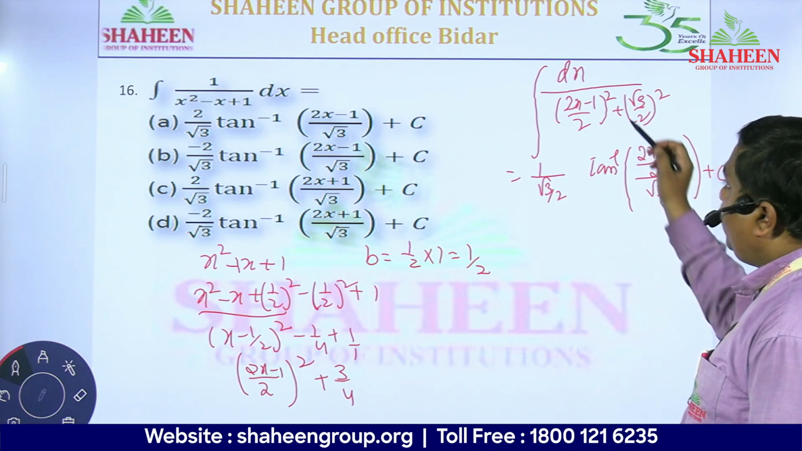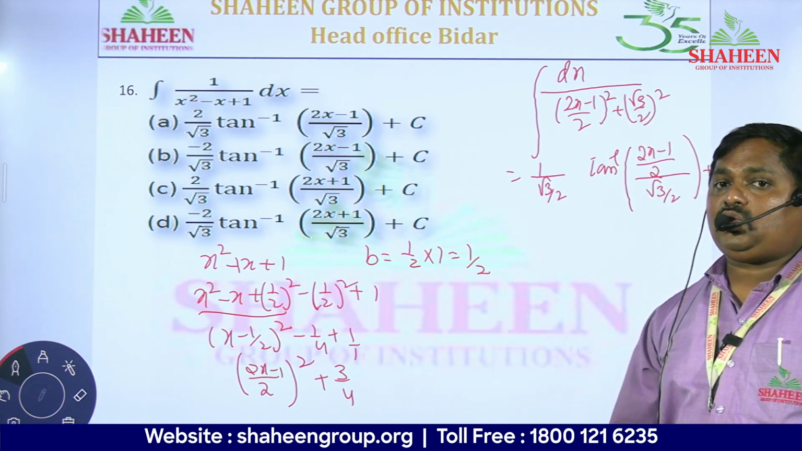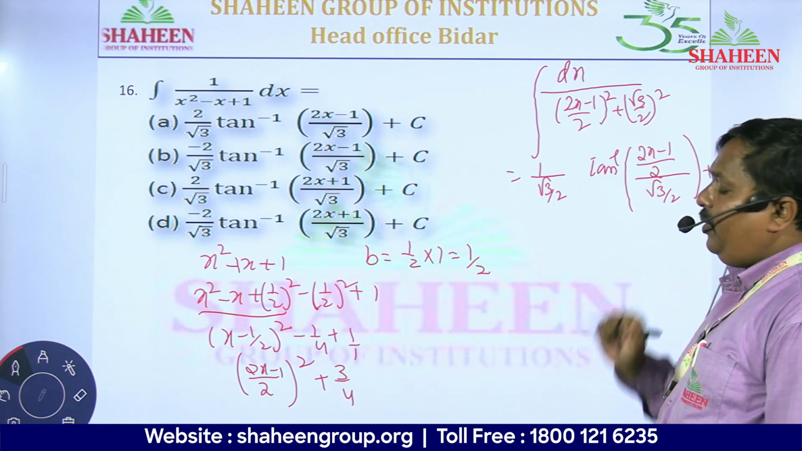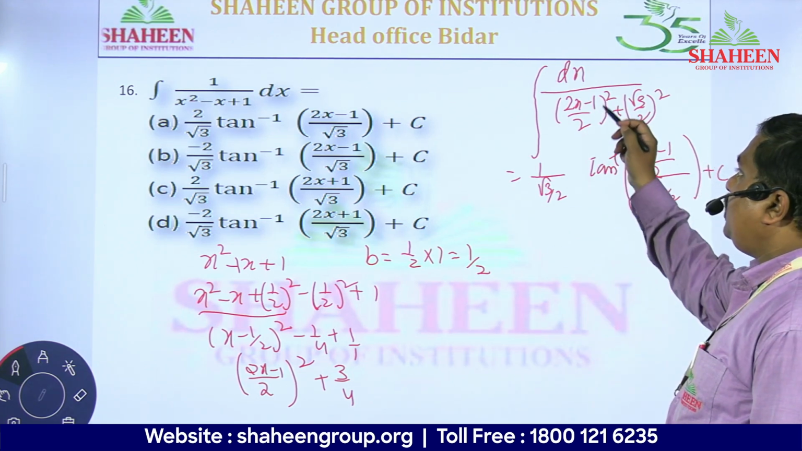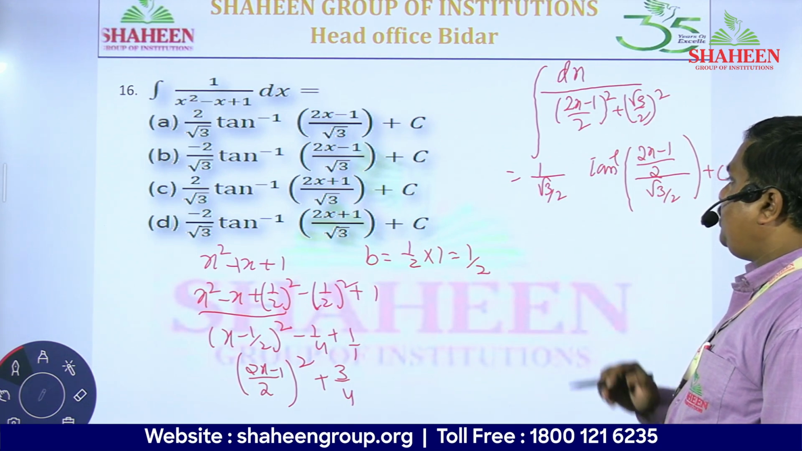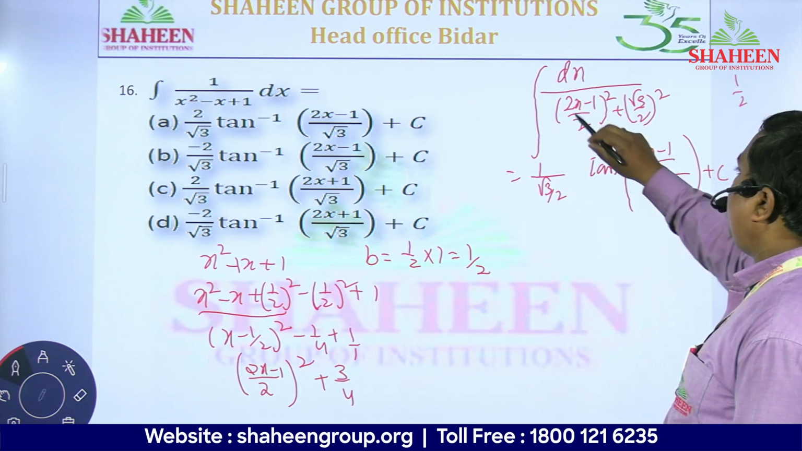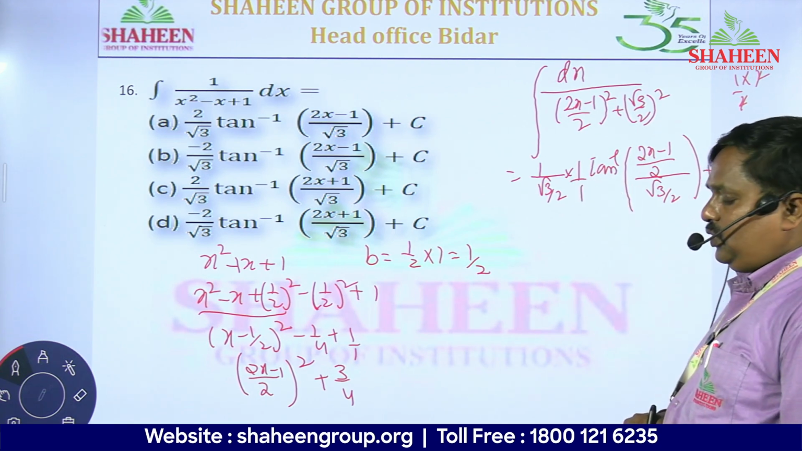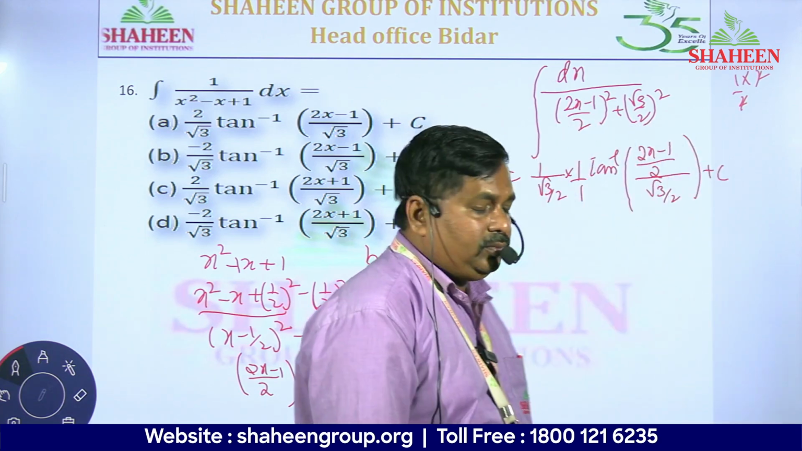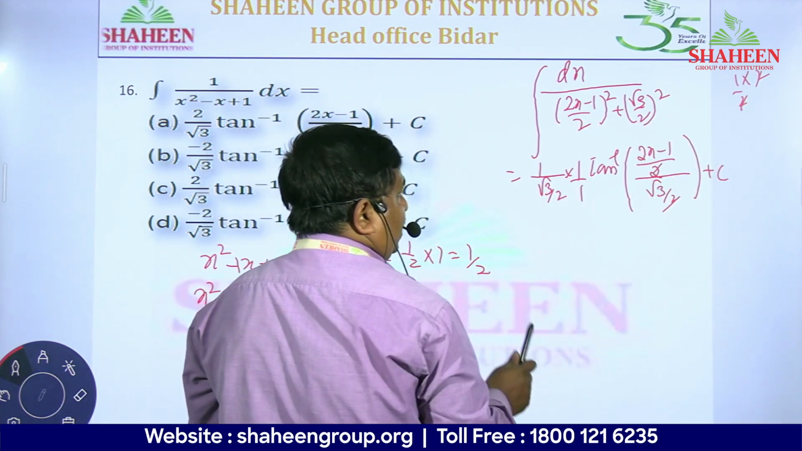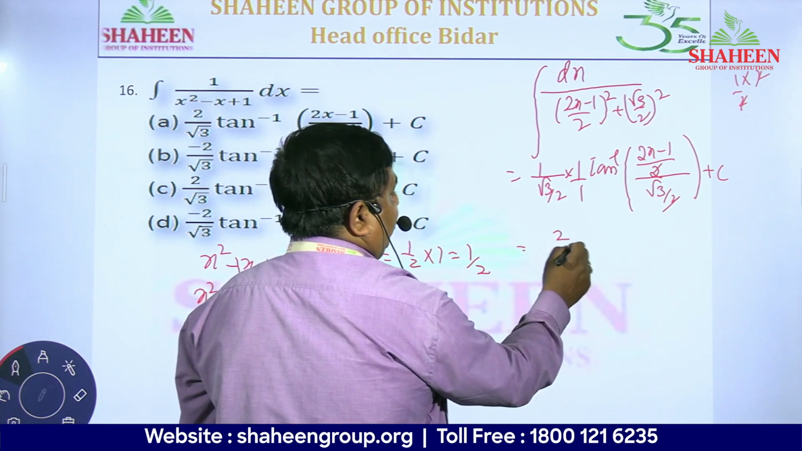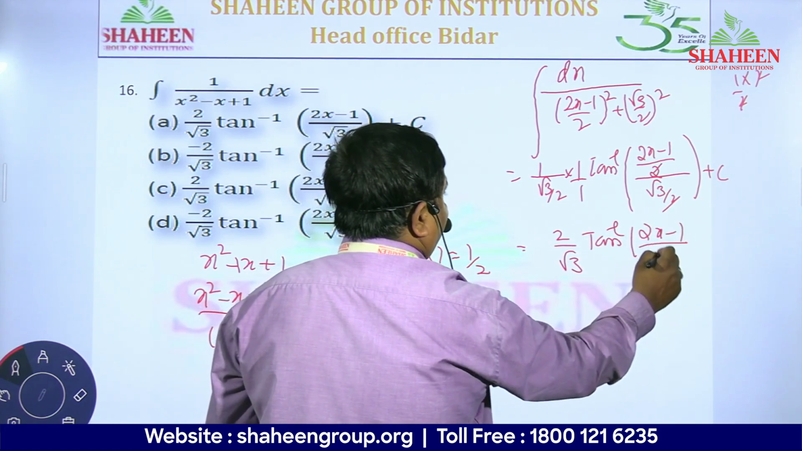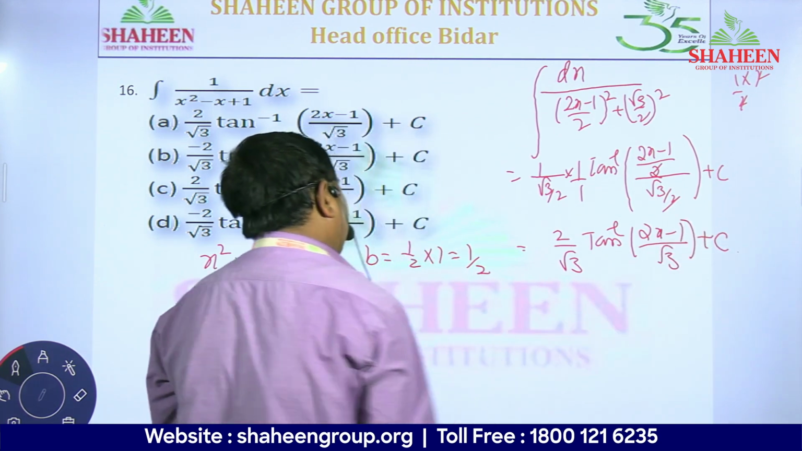But the first term is not x. That first term is (2x minus 1) by 2. (2x minus 1) whole divided by 2 is our x. The derivative of (2x minus 1) divided by 2: I'm writing 1 by 2 as it is, 2x minus 1 derivative is 2, and 2 into 1 by 2 is 1. Then we have to divide it by 1 also. And here this 2 cancels, and this becomes 2 divided by root 3 tan inverse (2x minus 1) divided by root 3 plus c is the final answer.